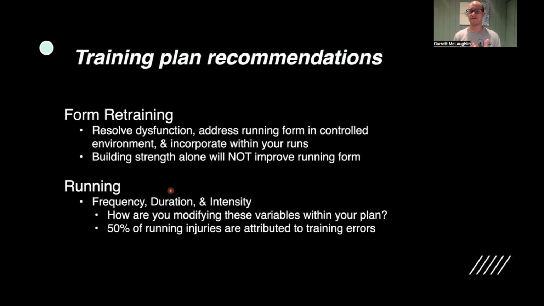Next, working on running form in a controlled environment. So whether it's trunk lean, is it arm swing, is it foot strike, type of foot strike, where the foot is landing in relation to the body to prevent overstriding, foot pronation, pelvic drop, right? If we can do these things in a controlled environment first, I find people really understand what they're trying to do.